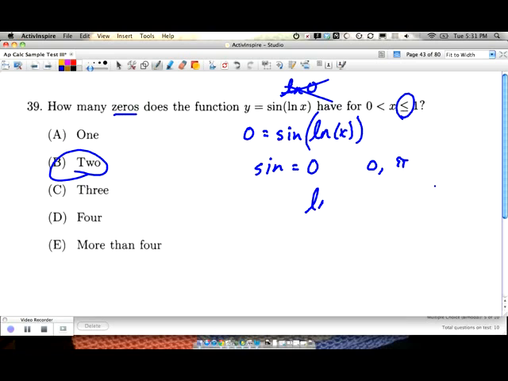So then what I'm asking is, does natural log of x equal 0? And does natural log of x equal pi, or negative pi for that matter? We know that this means x is going to equal 1. But we saw that that other 0 was somewhere between like 0 and 0.2 or something like that. So that's where we get our 2 zeros from.